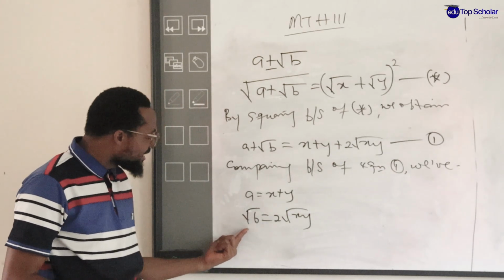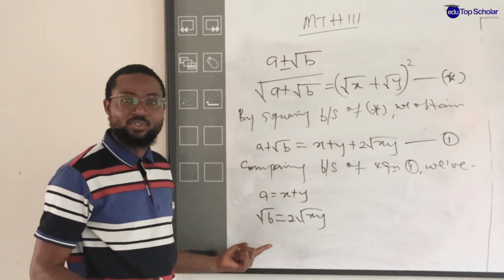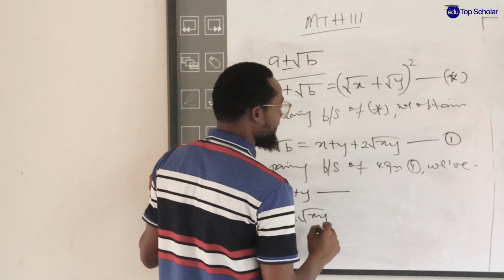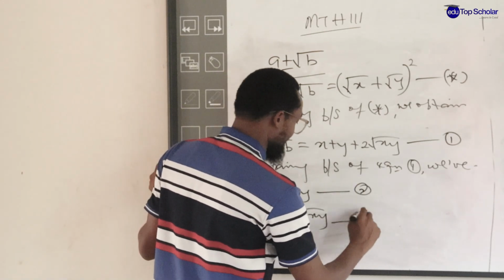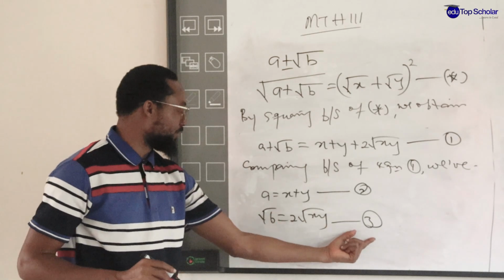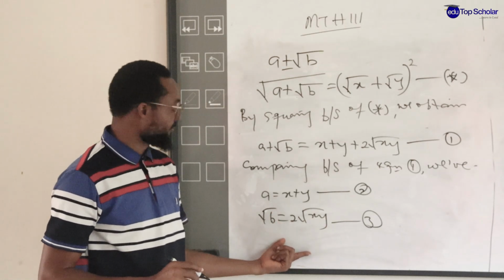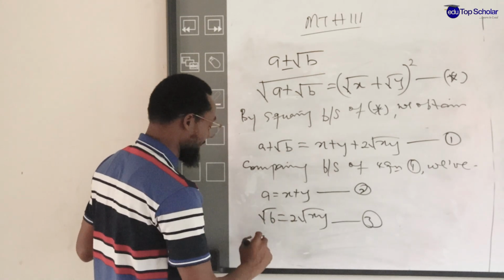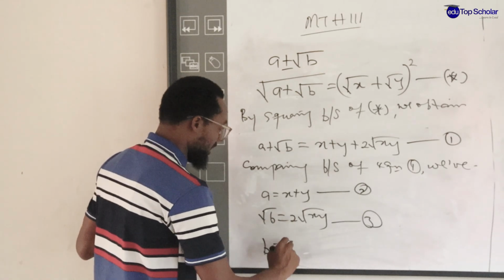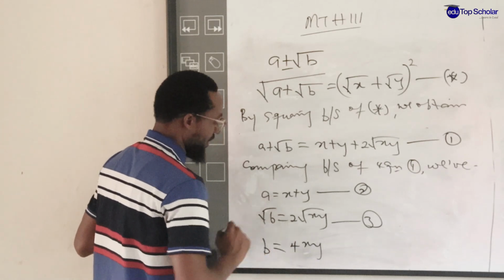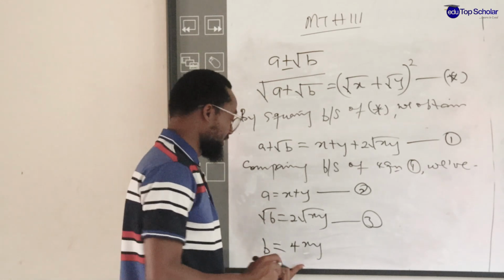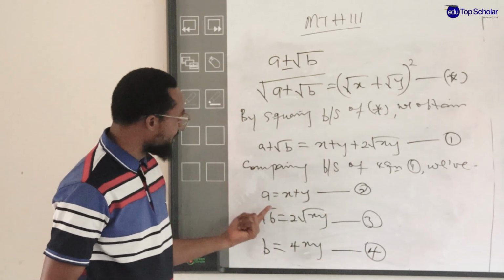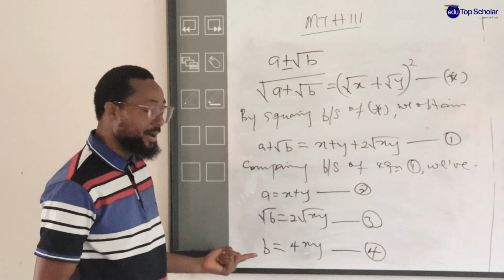But this one is still giving us additional headache, and we have to take care of it. What do we do? We square both sides of it. Let's continue to name these: this will be equation 2, and I name this one equation 3. But I'm not comfortable with equation 3. I want to reduce it further. What do we do? We square both sides of equation 3 again. By squaring both sides of equation 3, we now have b equals 4xy. We can name this equation 4. We already have values for a and b now.